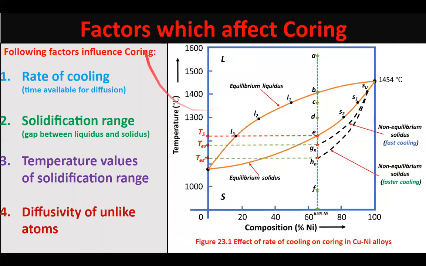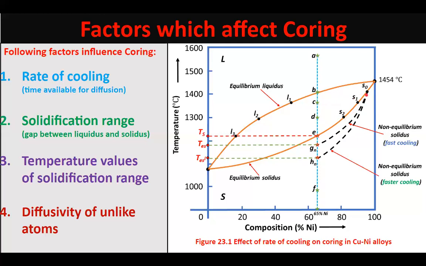So the first and foremost factor is the rate of cooling. The faster the rate of cooling, the more the departure between the rate of solidification and the rate of diffusion, and hence the more the extent of coring. In this diagram, if you were following the equilibrium cooling rate, then the chemical composition of the solid phase varies along this brown line, the equilibrium solidus line. But if you do non-equilibrium cooling, the solid phase's chemical composition is not shown by the equilibrium solidus line, but by a line depressed below it.